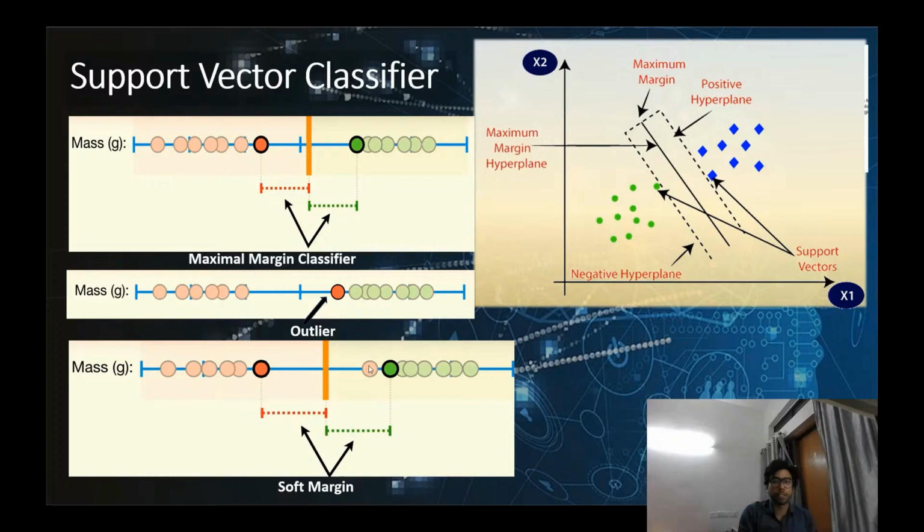So you allow this misclassification and you ignore this point completely while building your model, and you build your model on the remaining data. So again, this will be a new margin, right? And you determine the maximal margin again by allowing one misclassification. This new margin is called the soft margin, and this new classifier is called the soft margin classifier, right? Is that clear up to now?